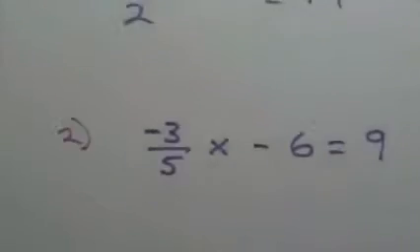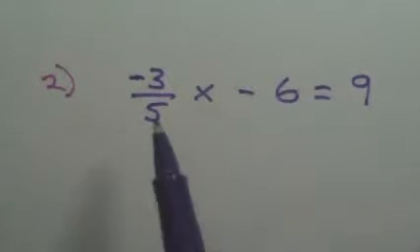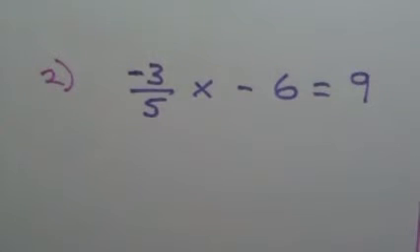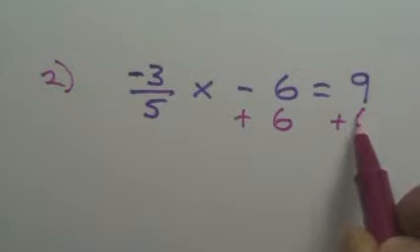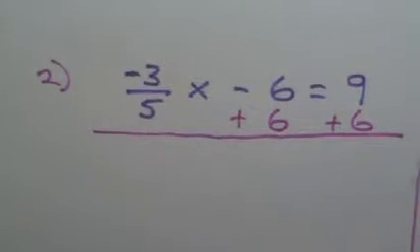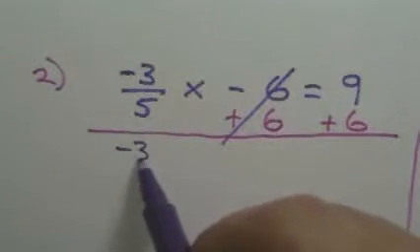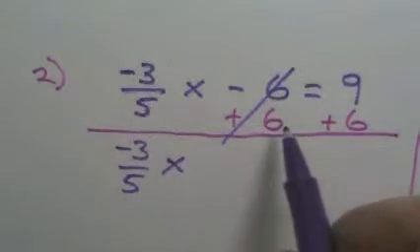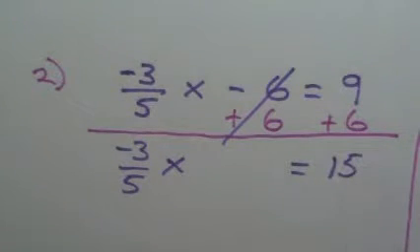Let's do the first step. So I want to get rid of the constant. The constant is negative 6, or minus 6. To get rid of that, I would add 6. Do that to both sides. We've got to be fair. So if I do that, that's gone. That's 0. So I have negative 3/5 x equals 9 and 6. That's 15.